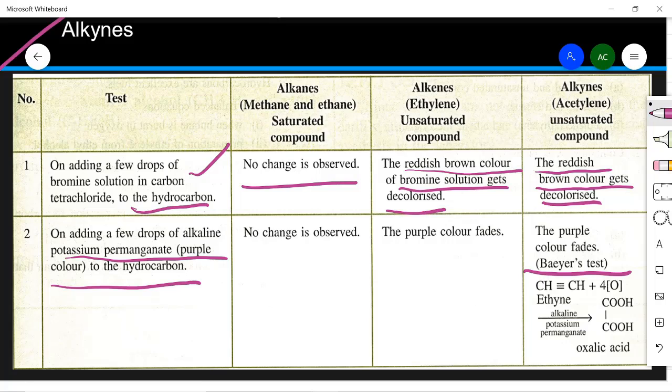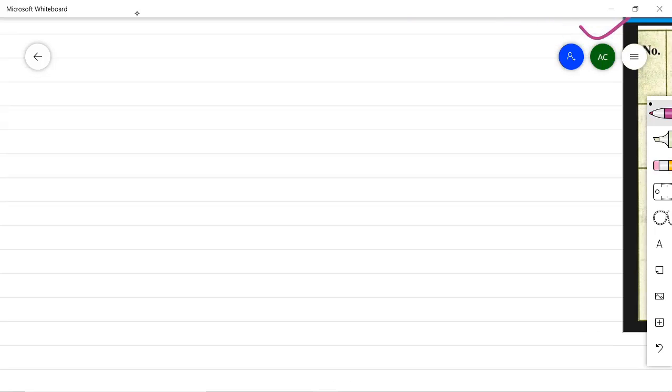So Bayer's reagent, that is alkaline potassium permanganate, the purple color will fade in unsaturated, and in saturated it will remain the same, that is no changes observed. Here you can see oxalic acid is formed if we take ethyne and we add this Bayer's reagent, that is alkaline potassium permanganate, formation of oxalic acid will happen. And let's see the formation of this organic compound, so that you can learn the structure of oxalic acid also.